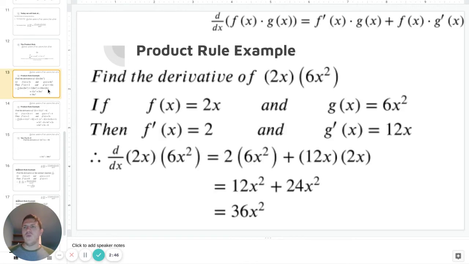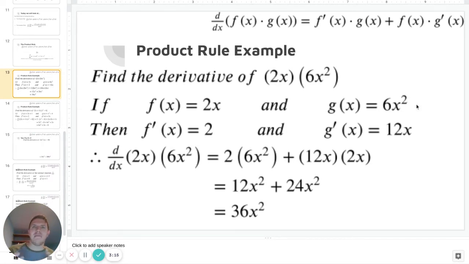Okay, so one example is, let's say we wanted to find the derivative of 2x times 6x squared. Now, I know you're probably thinking, we can multiply those together and get 12x to the third and then use the power rule. Yes, absolutely. But let's say we have this and we didn't know the power rule. The way we want to set it up is, we know that f of x is 2x and g of x is 6x squared. Or if you want to use u and v, we could say u is equal to 2x and v is equal to 6x squared.